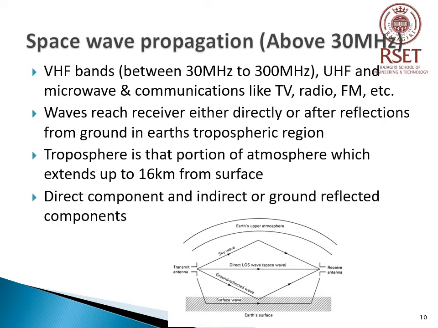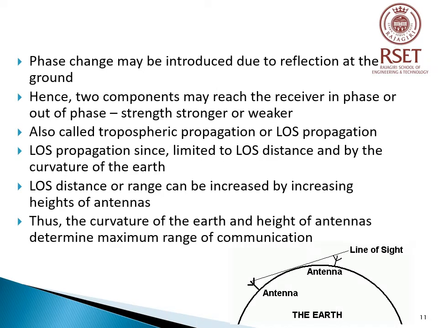Thus, space wave consists of at least two components, that is direct component and indirect or ground reflected component, as seen in the figure. Since we have ground reflected component, phase change may be introduced due to reflection at the ground. Thus, direct and indirect components reach the receiving antenna either in phase or out of phase, and the strength of the resultant wave at the receiving point may be stronger or weaker.